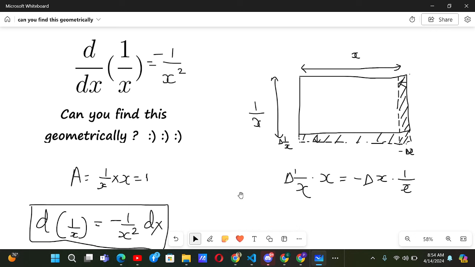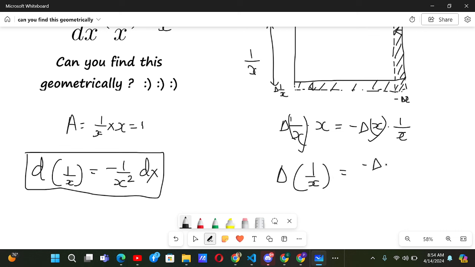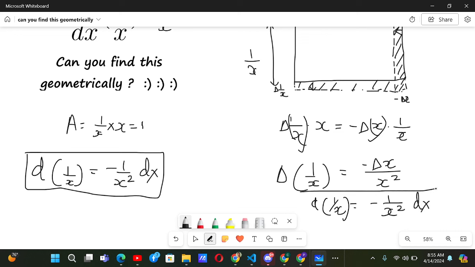Now let me take it like this, delta of 1 by x, delta of x. Now we can take x to the other side, so that gives me delta of 1 by x is equal to minus delta x by x squared. And now since it is small, we can write this as d of 1 by x is equal to minus 1 by x squared dx, and that proves this statement.